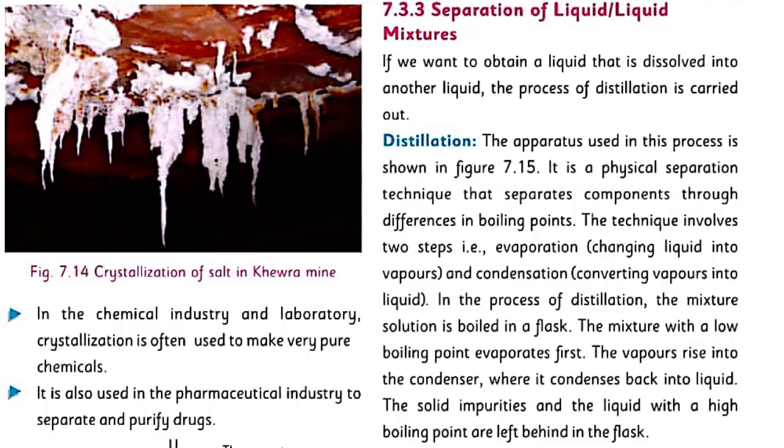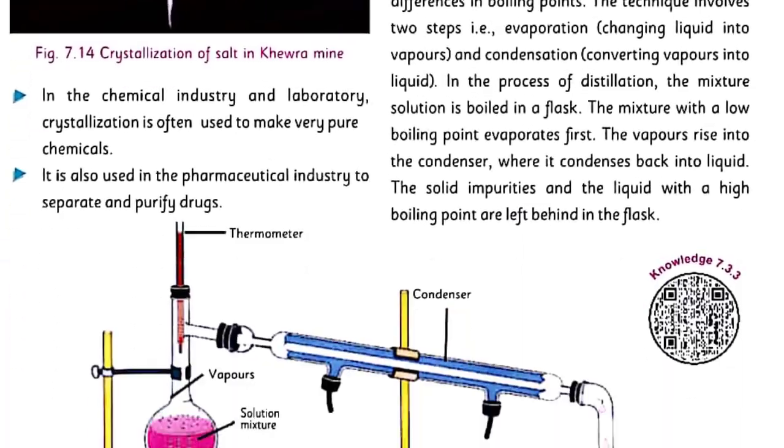The mixture with a low boiling point evaporates first. The vapors rise into the condenser, where it condenses back into liquid. The solid impurities and the liquid with a high boiling point are left behind in the flask.